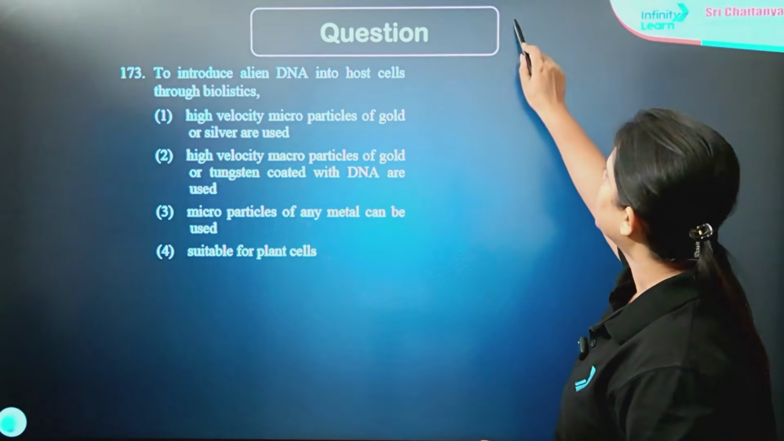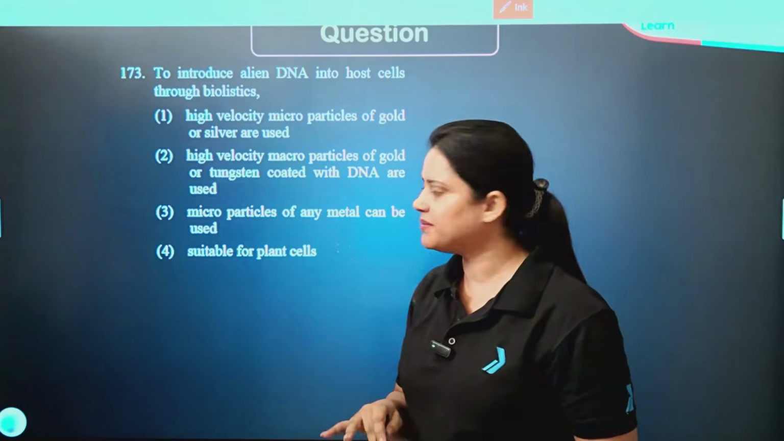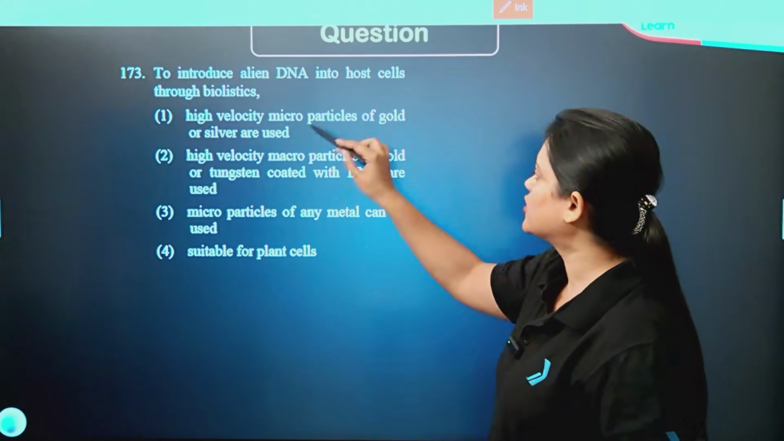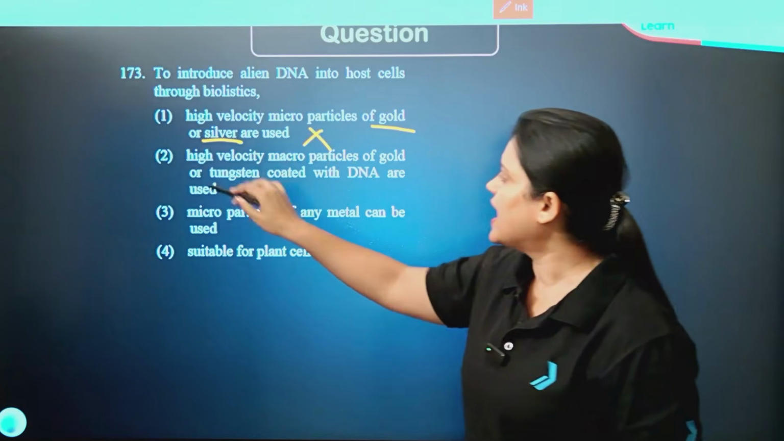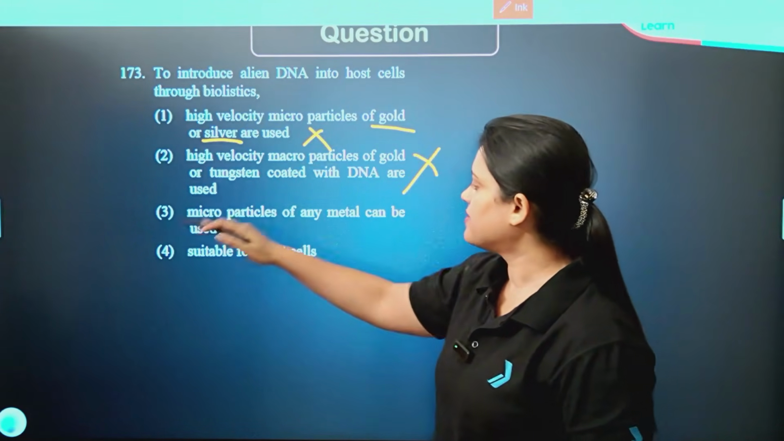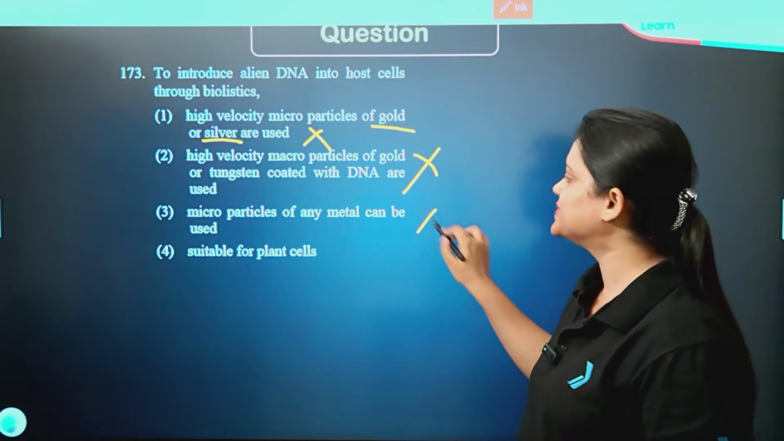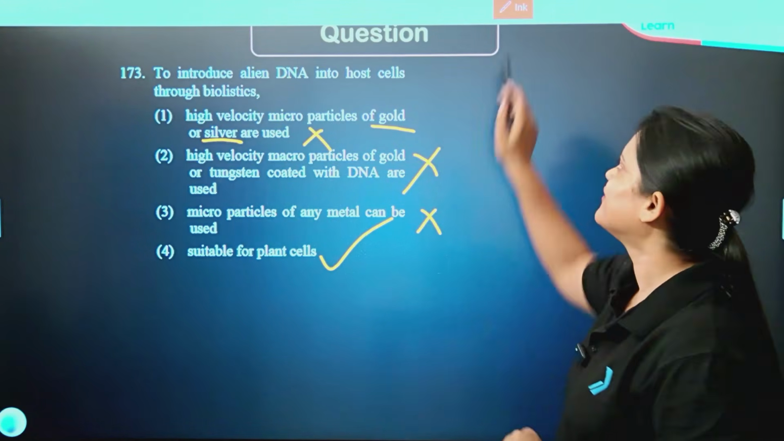Next question. To induce alien DNA into host cells through biolistic gene gun method, high velocity microparticles of gold and silver are used. Silver is wrong. High velocity macroparticles of gold, and macro is wrong. Microparticles of any metal can be used? No. But it is suitable for plant cells. So answer here should be 4.